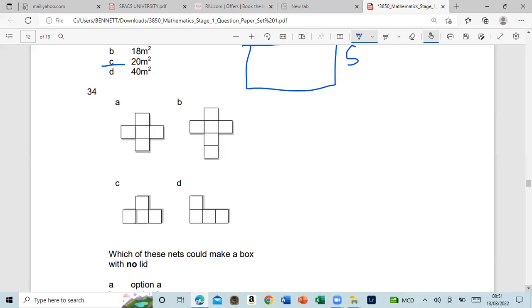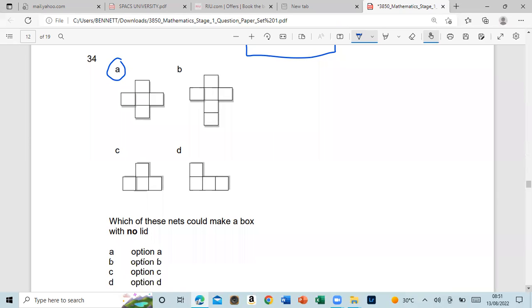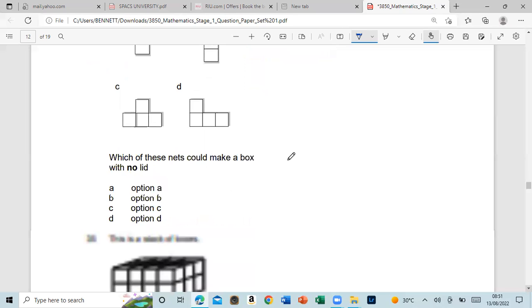Inspect them carefully. A. If it was a closed box, which one would you use? Suppose they ask for the closed box, which one would you choose? Wouldn't it be B? You can make a cube with this one. You realize this is a net for a cube. You should do that with your teacher in physical school. All right, so that would be A.